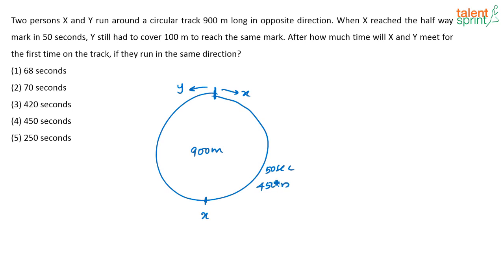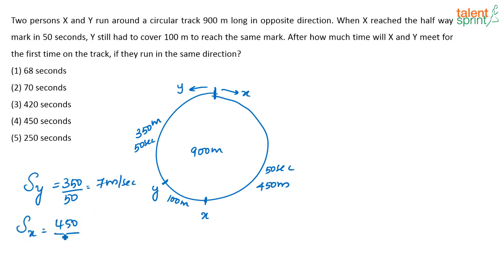At this time, where is Y reaching? Y is reaching somewhere here, right? Y still has to cover another 100 meters to reach this point, or Y has only covered 350 meters in this 50 seconds. So what do you understand? In 50 seconds X has covered 450 meters and in 50 seconds Y has covered 350 meters. What is the first thing that we can find out here? We can find out the speed of Y. What is the speed of Y? 350 divided by 50, which is equal to 7 meters per second. Similarly, what is the speed of X? 450 divided by 50, which is equal to 9 meters per second.